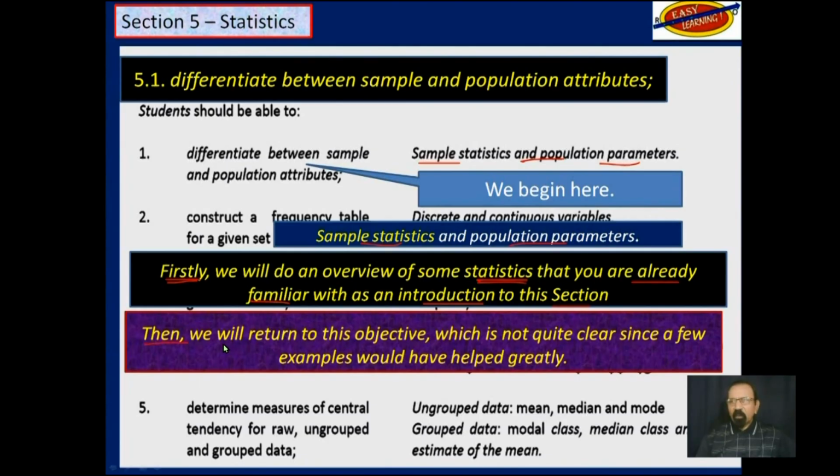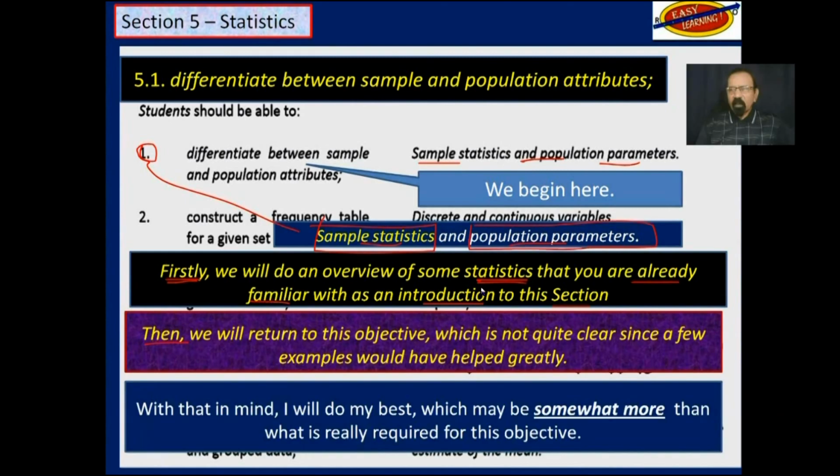And then we will return to this objective, which is not quite clear, since a few examples would have helped greatly, like an example or two of what you mean by sample statistics or population parameters. With that in mind, I will do my best, which may be somewhat more than what is really required for this objective. But I will try to cover it, at least what may be required.